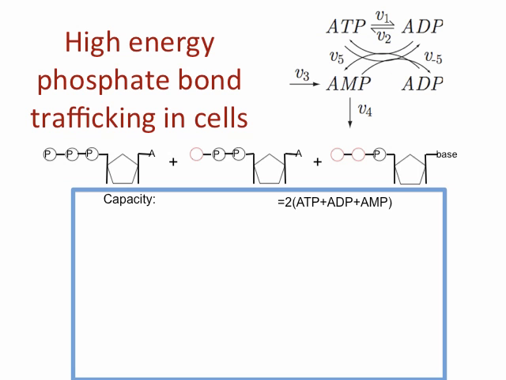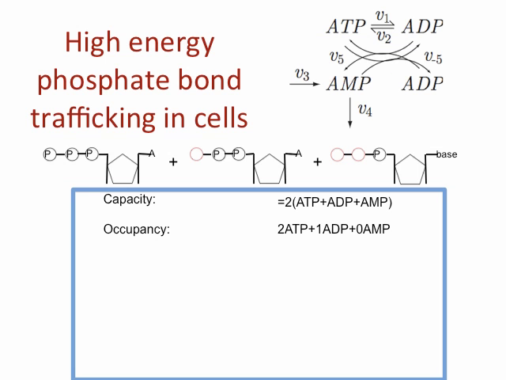Associated with this system, there are a few important quantities. One is what we call the capacity to carry high energy phosphate bonds. And that will simply be the summation of these three forms of the adenosine phosphates. That's the capacity to carry high energy phosphate bonds. So this total concentration will give you the volumetric density, the number of high energy bonds per unit volume that you can carry inside the cell.